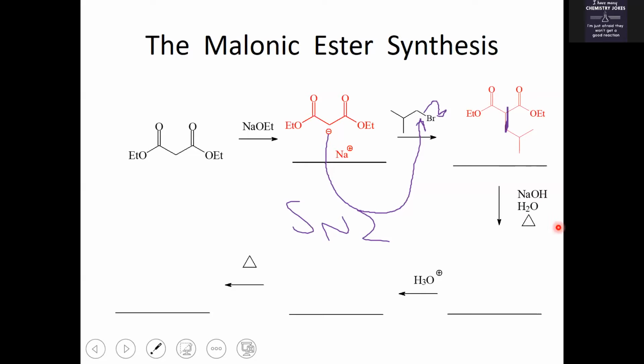Hydroxide, water, heat. Hydroxide saponification. Saponify those esters. Chop, chop. Turn those esters into carboxylic acids. Hydrolysis in base. Saponification. Hydrolysis in base. Turn those esters into carboxylic acids, except because you're in base, they're carboxylates.